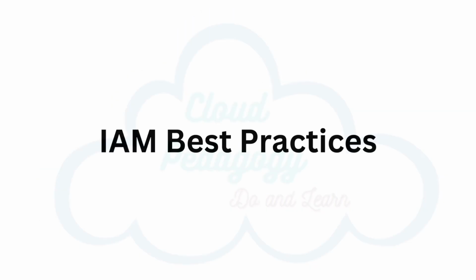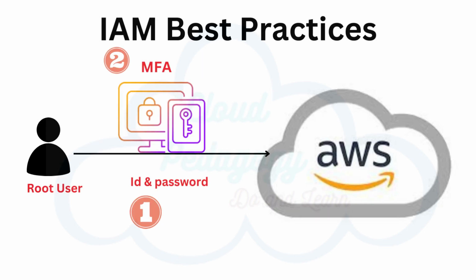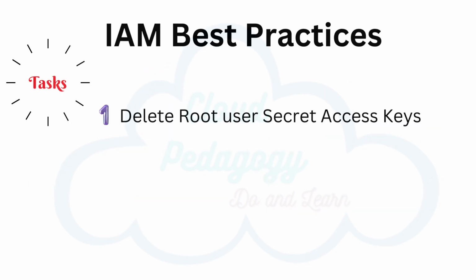Today we are going to learn IAM best practices through the lab course. In the earlier lab, for the root account, we have already enabled the multi-factor authentication. In this exercise, you will log into the root account and delete the root user access keys.